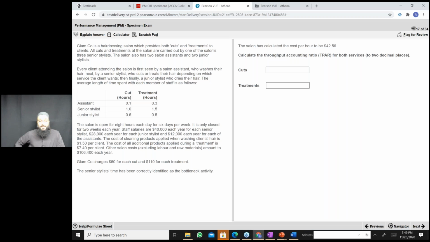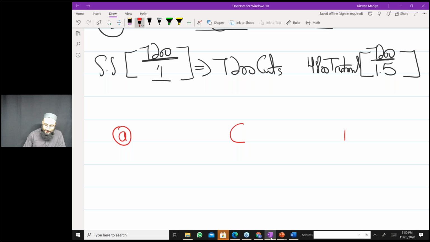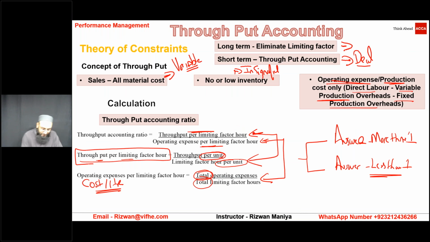42.56. Now comes the decimal policy. We have to follow the decimal policy, guys. It says calculate the throughput accounting ratio for both services, to two decimal places, for cuts and treatments. So how will I do the working? I will use my rough area here. I need to work out TPAR for cuts and treatments. The first part of the formula is to work out throughput per hour of limiting factor, calculated as throughput per unit divided by limiting factor hours per unit.